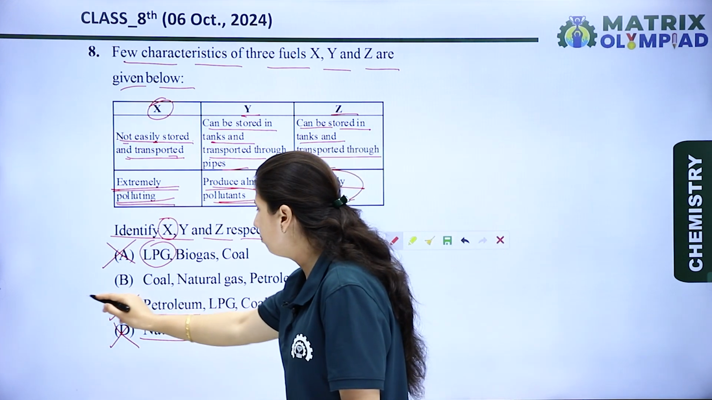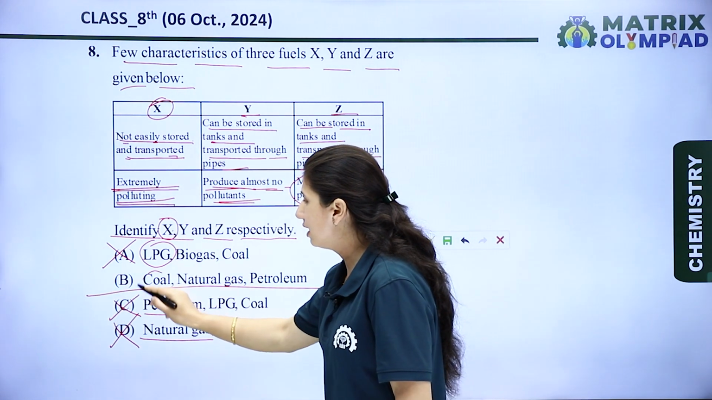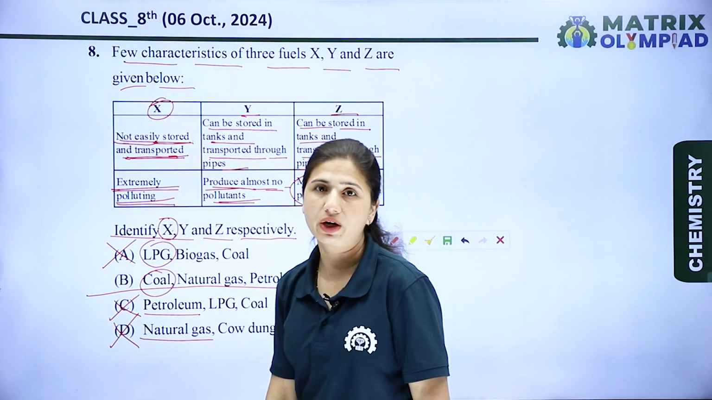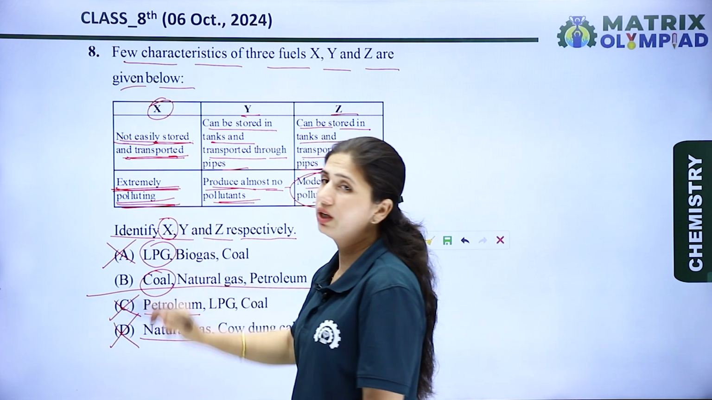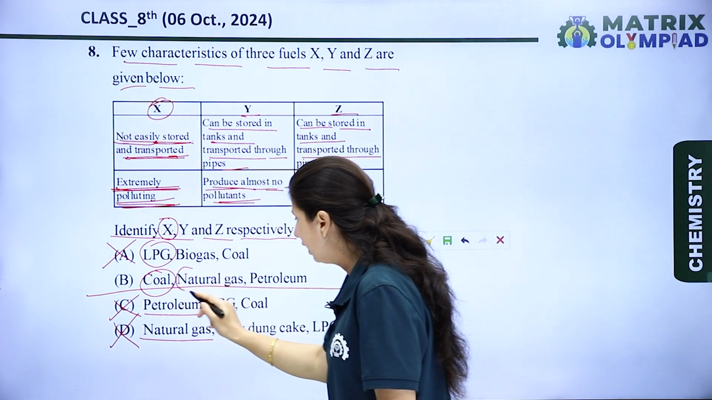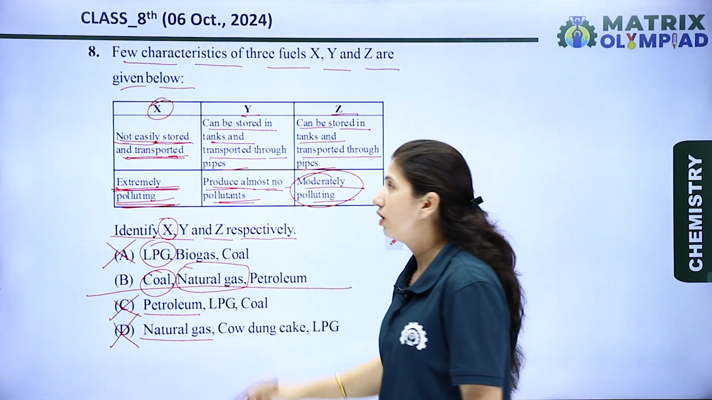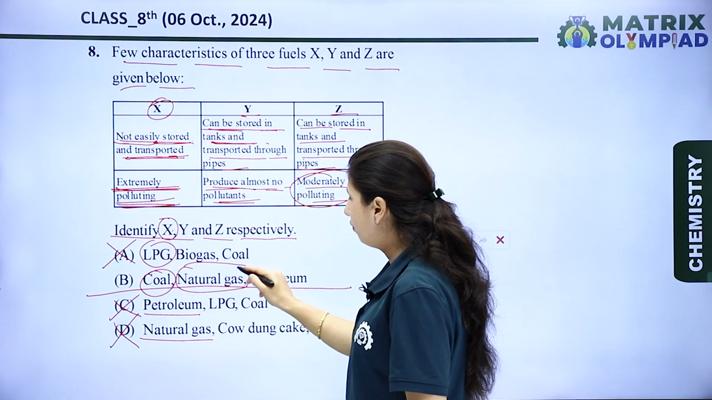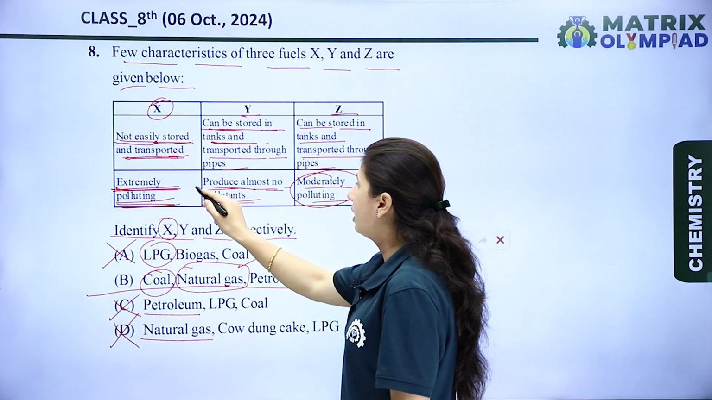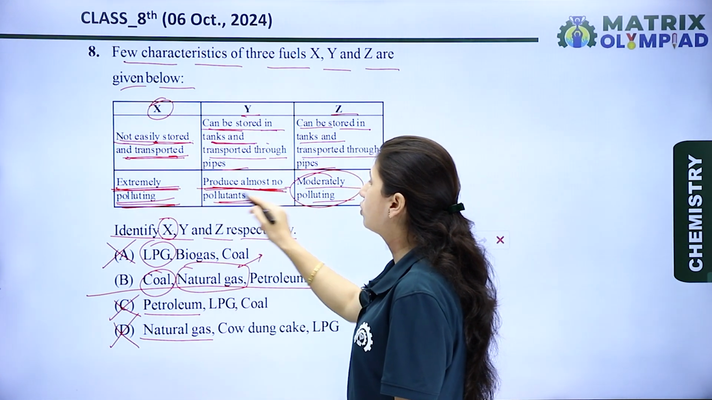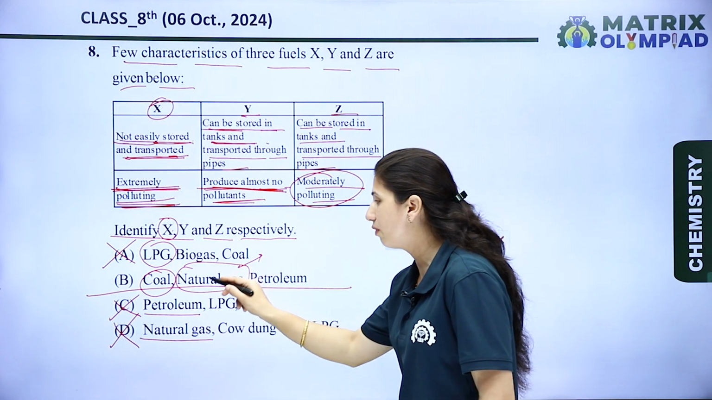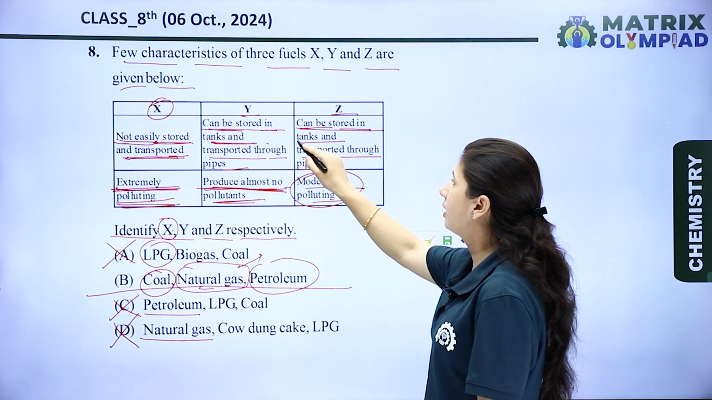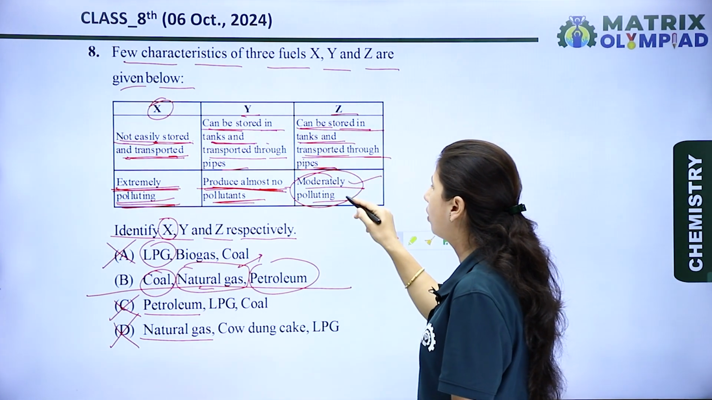Now let's discuss option B. In option B, X is coal. We know that coal is not easily stored and transported, and it is an extremely polluting substance. Next is natural gas. We know that natural gas can be stored in tanks and transported through pipes, and natural gas produces almost no pollutants. This is also a correct statement regarding natural gas. Now let's see the last one, petroleum. Petroleum can be stored in tanks and transported through pipes, and it is moderately polluting.